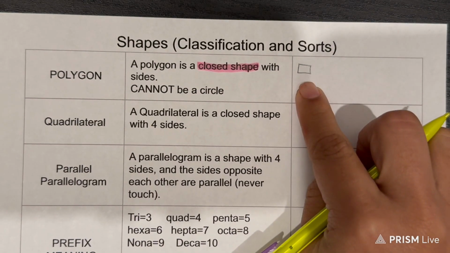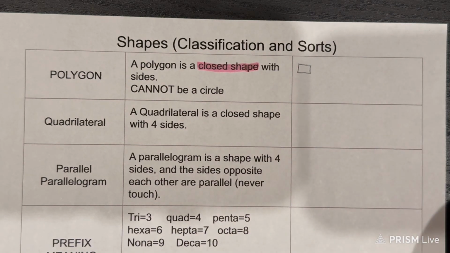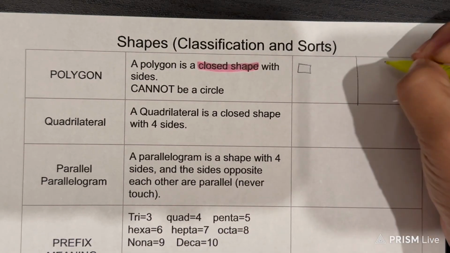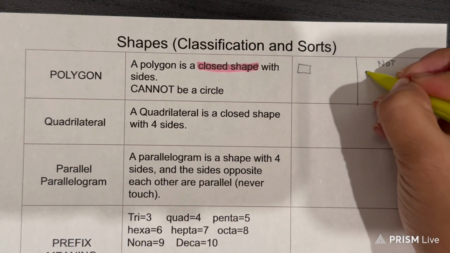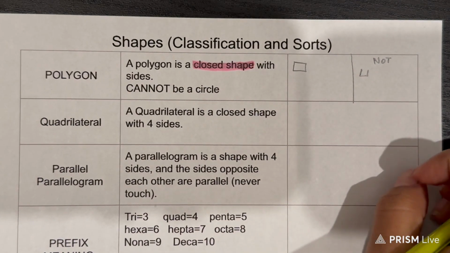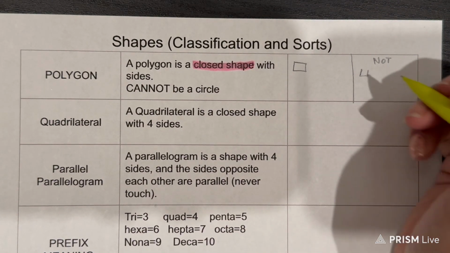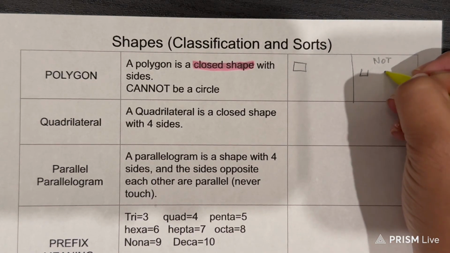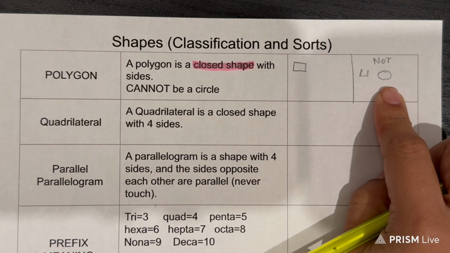It might be a rectangle. A closed shape does not, and I'm going to go ahead and put it here, look like this. Okay, because it's not closed. A closed shape does not look like this. It's not a circle, because a polygon needs to have sides and it needs to have angles.